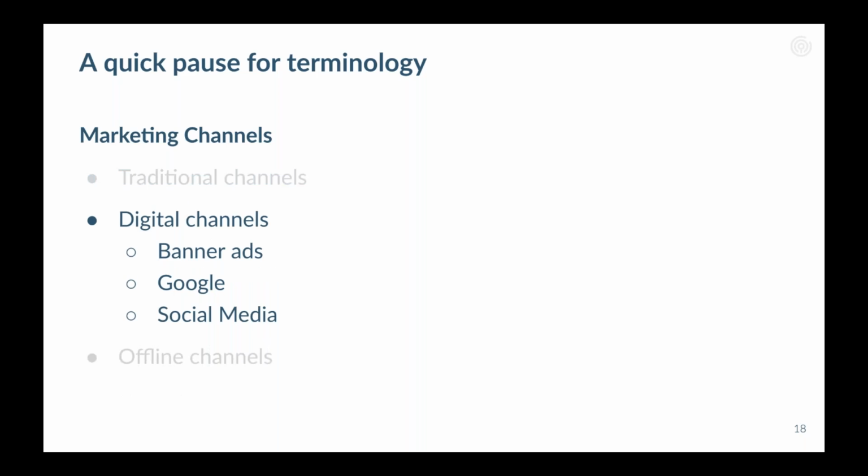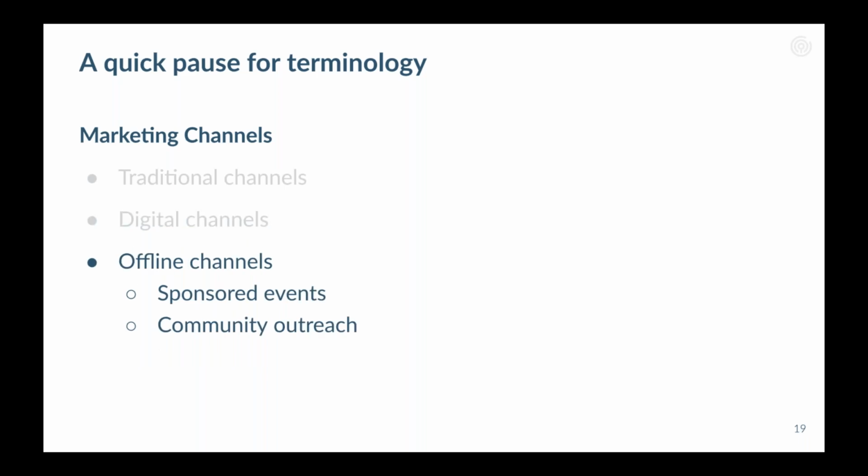On the digital side, you can think of this as the banner ads that you might see on certain websites. Google is a big player here, the sponsored search results that you might see, as well as social media. So Facebook, Instagram, Twitter, Snapchat, all of that kind of falls under this digital bucket. And then lastly, offline channels. So this one, I will just say, looks a little bit different in commercial than it does in a Get Out the Count effort.